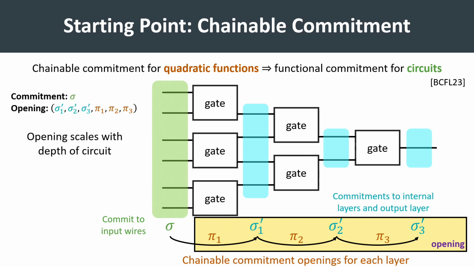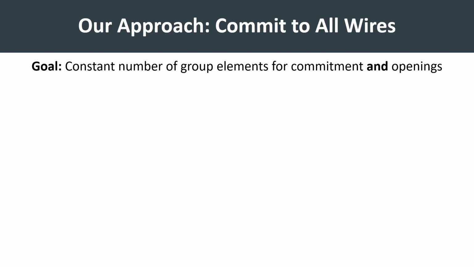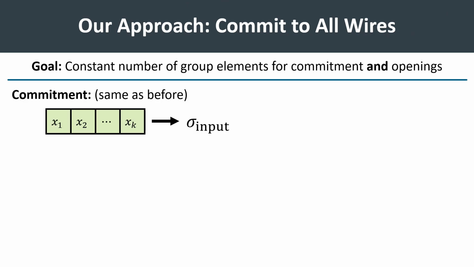So if you look at this construction, immediately you can see that the length of the opening grows with the depth of the circuit. The number of layers corresponds to the number of commitments I need to give, as well as the number of openings I need to give out. So this doesn't quite meet our level of succinctness. We really want something that has constant size commitments, constant size openings. So we need to do something more. So what do we do?